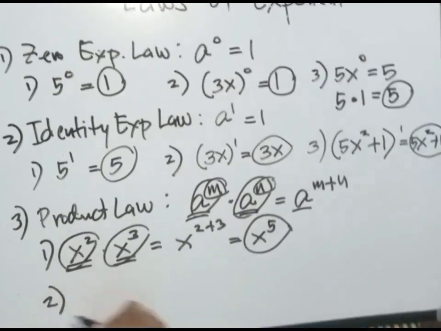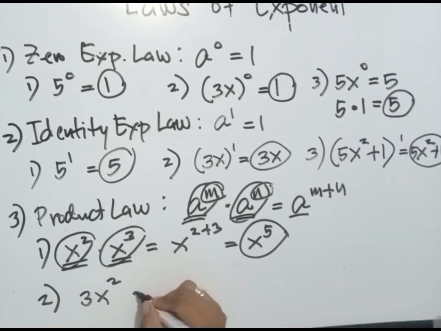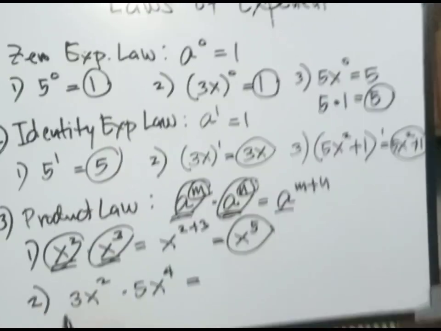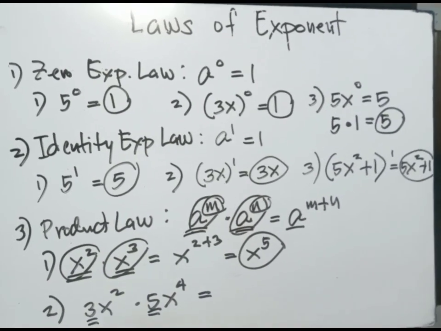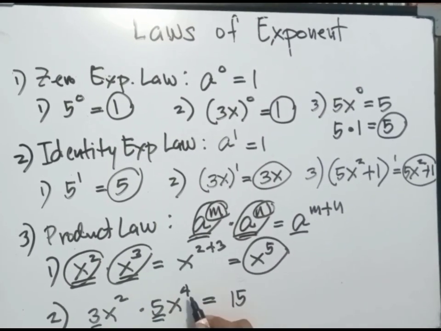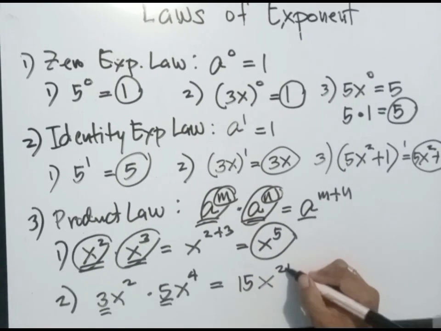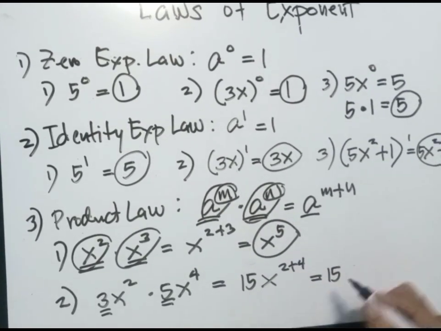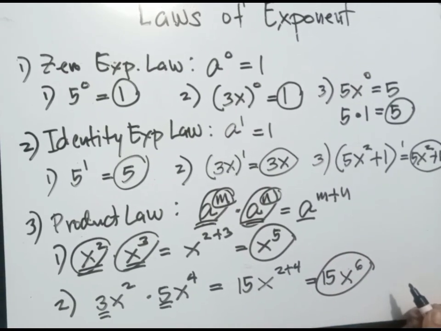And example number 2. 3x squared times 5x to the 4th equals. Kapag merong mga numerical coefficients, just multiply first the numerical coefficients. 3 times 5, 15. Then x squared times x to the 4th. Since they have the same bases, copy the common base and add their exponents. 2 plus 4. Then 15x, 2 plus 4 is 6. The answer will be 15x to the 6th.